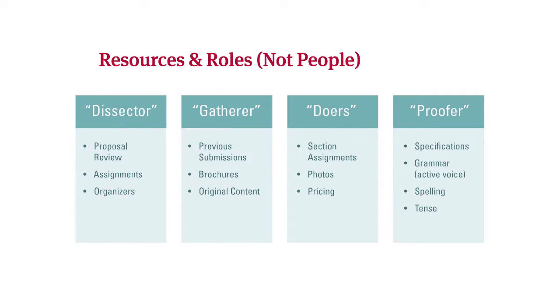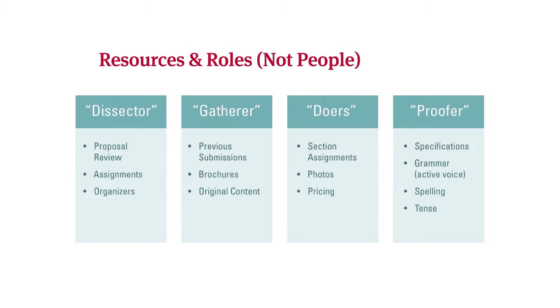Alrighty, so when you're doing your matrix, keep in mind that these are roles and resources, not specifically people, right? Someone's going to dissect that proposal. You're going to get your highlighters out and your tabs and your flags and go through it. Then the gatherer: who is going to go and gather that information? How much of your response is going to be reused, repurposed, or is it going to be new? Those are the three categories that we like to think of as well. And then the doers: if something needs to get written, who is going to do that? It might be me, myself, and I, but still, right? Who's going to go and get that content or write that?